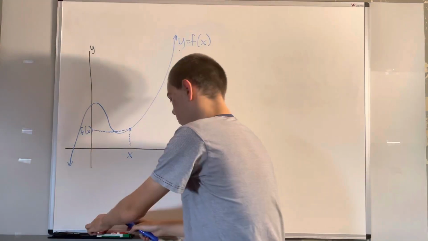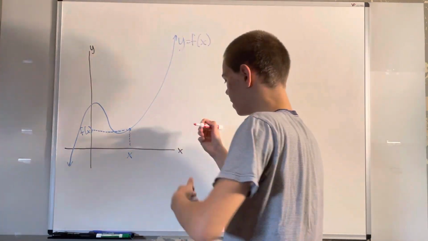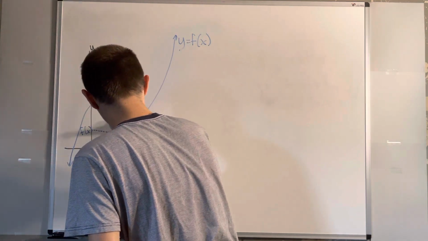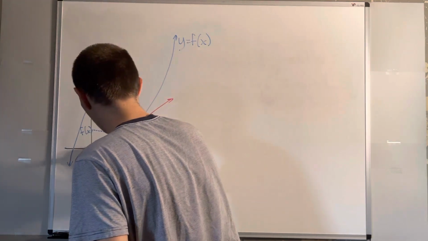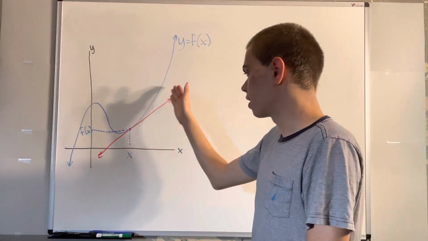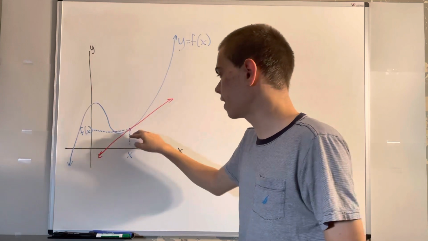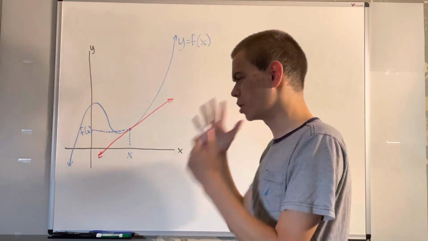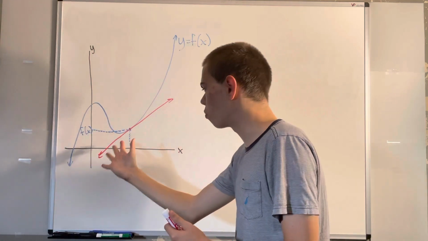So the idea is we need to find the slope of the tangent line through this point. And that would represent the derivative of f of x because it's the slope of a line tangent to this function at any given point. So how do we actually do that? How would we find the slope of this tangent line?